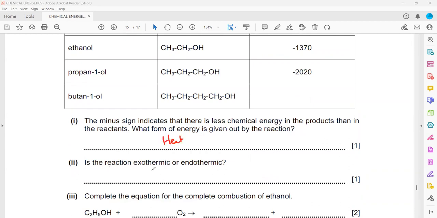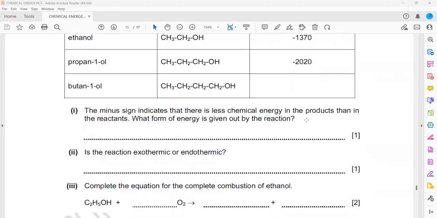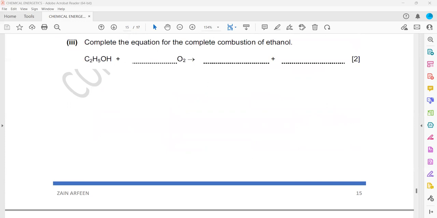Is the reaction exo or endo? So how can you identify it? It should be exo. Why? Because the first thing is it is a combustion. Second thing, you can see that the energy changes or the heats of combustion are all given as negative. Then complete the equation for combustion of ethanol.